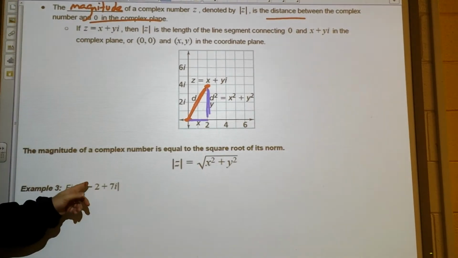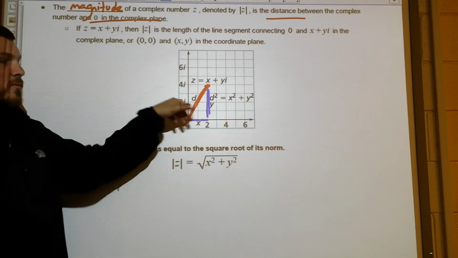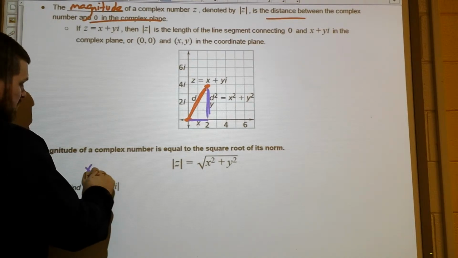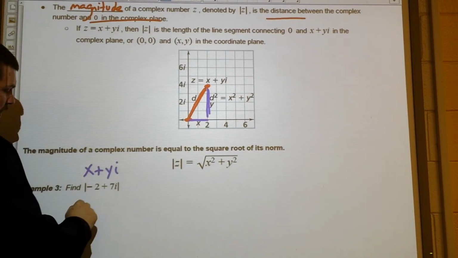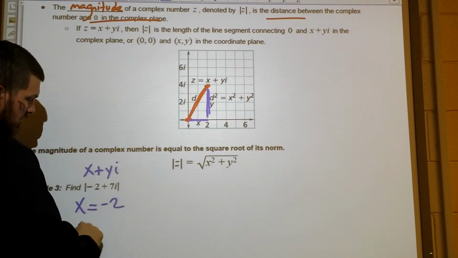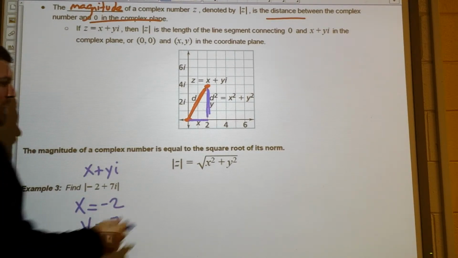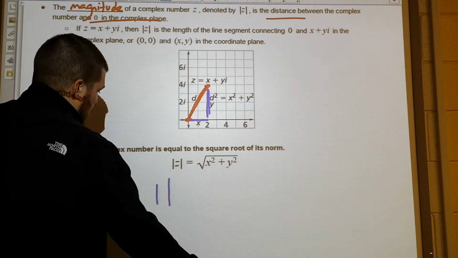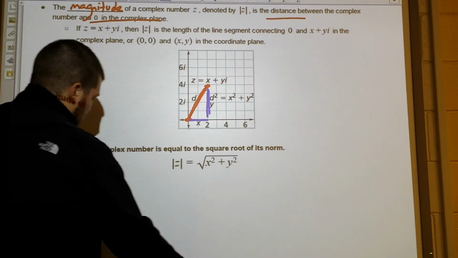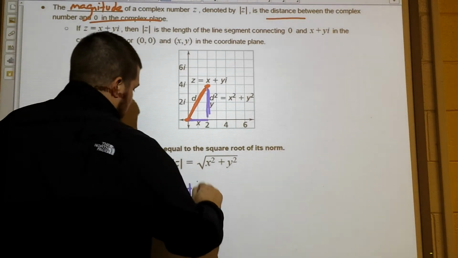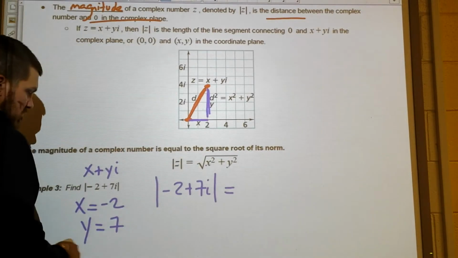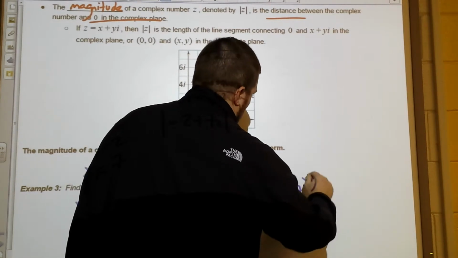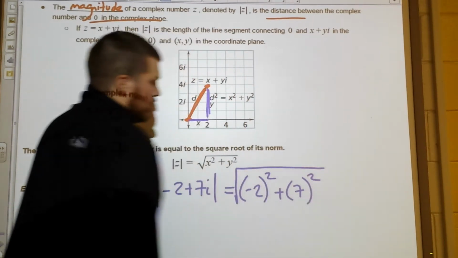So I want to find the absolute value, or the distance away from 0, of the complex number negative 2 plus 7i. I know any complex number is x plus yi, so my x is negative 2, my y is 7. Based on this formula, and I'm going to call this complex number z, the absolute value of negative 2 plus 7i is equal to the square root of negative 2 squared plus 7 squared.